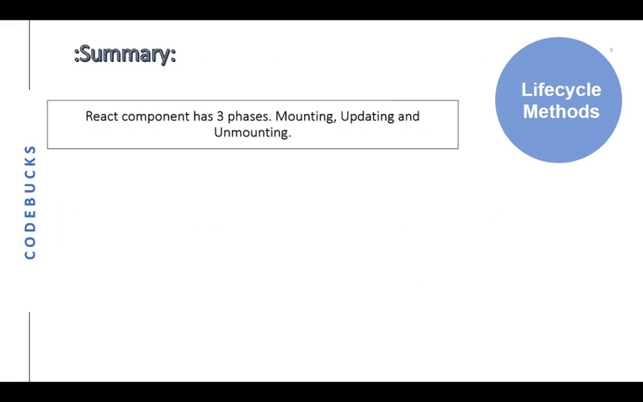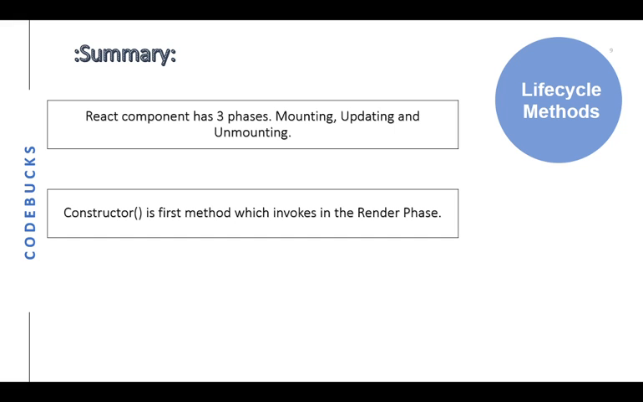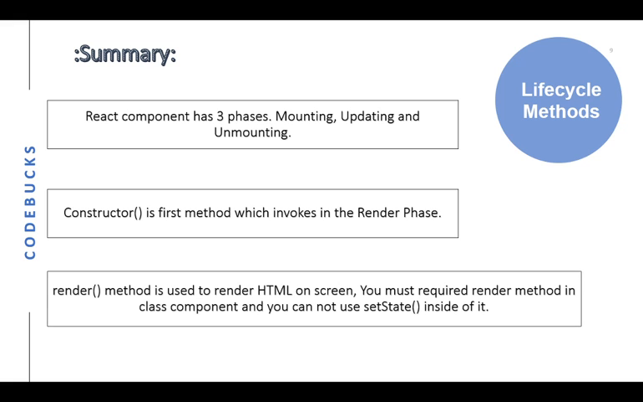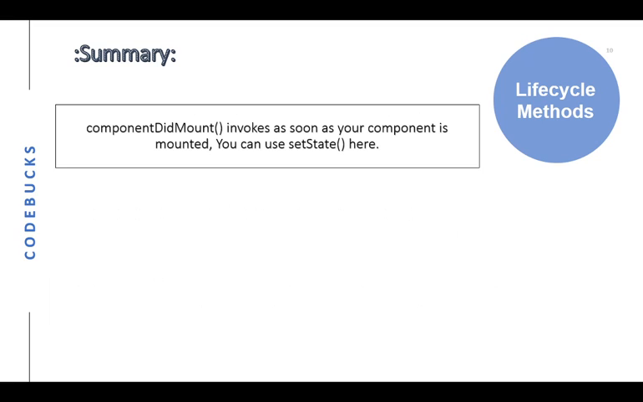Let's quickly summarize what we learned in this video. A React component has three phases: mounting, updating, and unmounting. Constructor is the first method which is invoked in the render phase. The render method is used to render HTML on screen. It is required in a class component, and you cannot use setState inside of it. componentDidMount is invoked as soon as your component is mounted. You can use setState here.